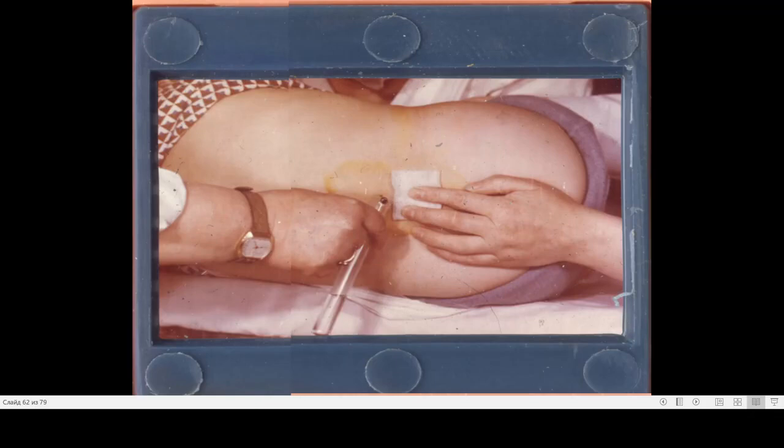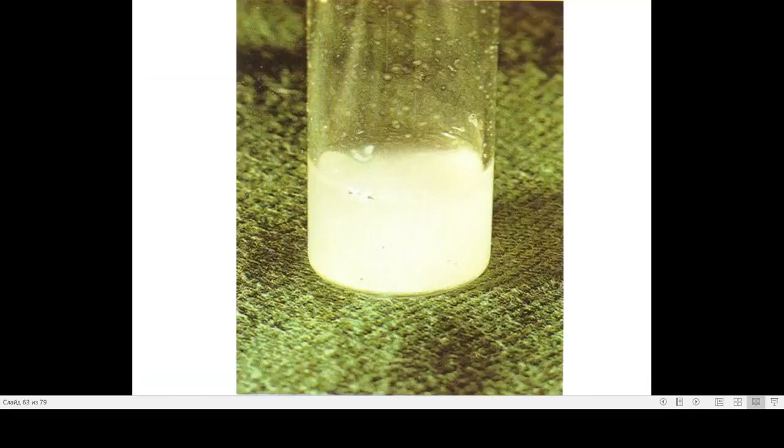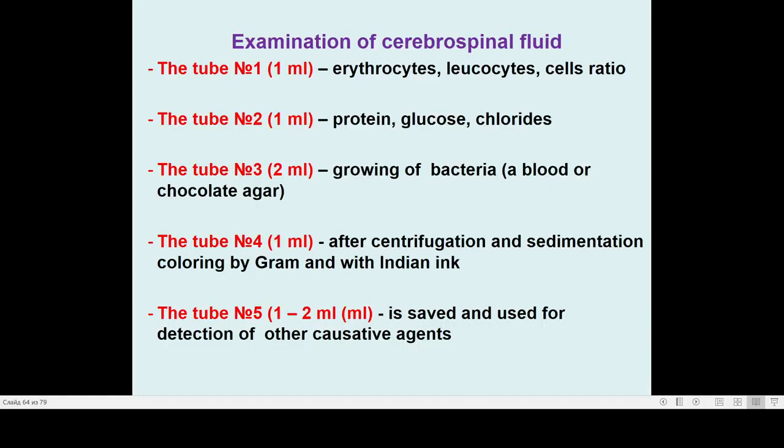On this photo, the process of taking cerebrospinal fluid from a patient. This photo is a tube of cerebrospinal fluid, purulent cerebrospinal fluid.